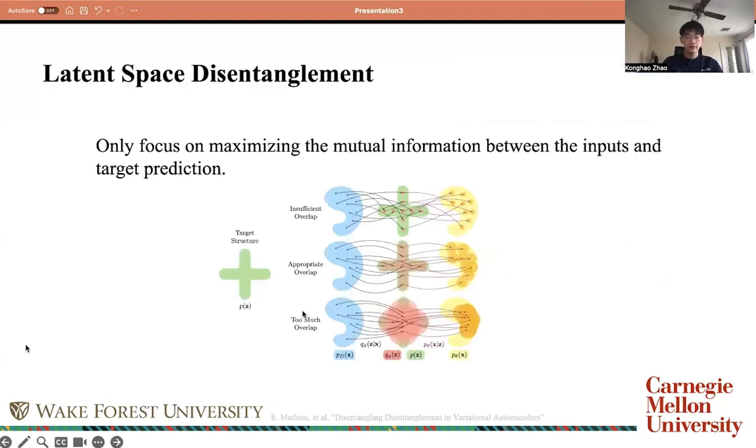Another method that we are using is the latent-based disentanglement methods. Recent studies only focused on maximizing the mutual information between the inputs and target prediction, which is not always the case in classification tasks because the inputs might not be useful for the target prediction. So in our study, we propose a mutual information estimator to minimize the mutual information between the residual and the concepts, to make the information more reliable for the task prediction.